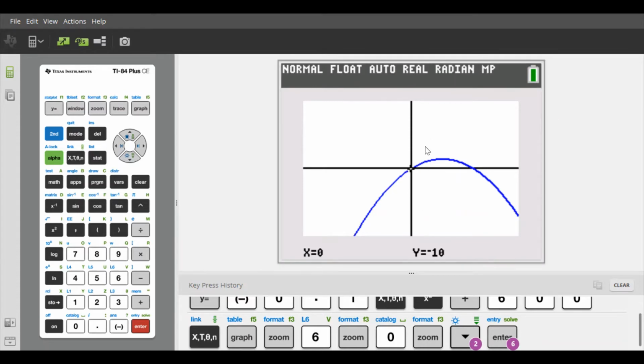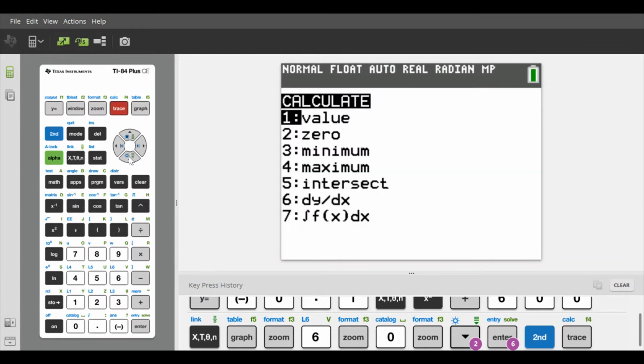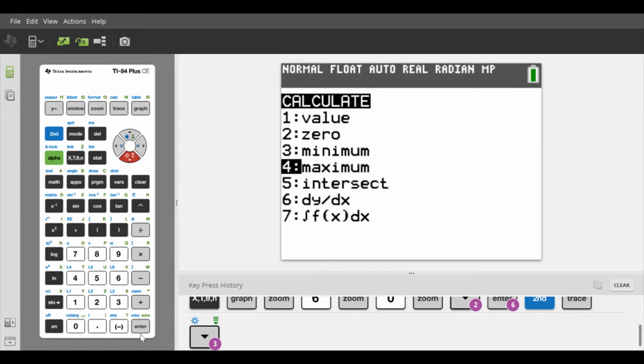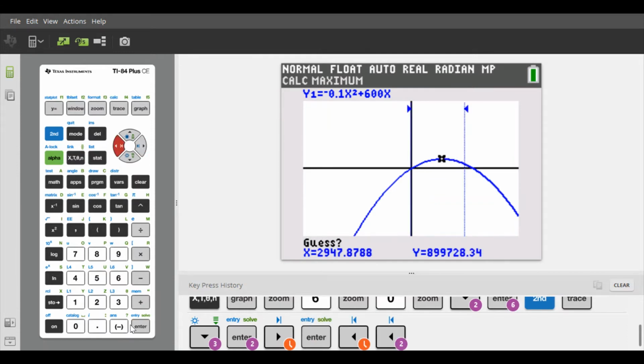The main thing I want to see on the graph is the vertex, and the vertex is your maximum point right here. So now that I can see that, I'm going to go second calc, maximum, and it's going to ask me for a left bound. So that point right there is left bound. I'm going to go past the vertex there. It's going to be right bound. Then it asks me to guess what the max is. I'm going to say it's about right there. Hit enter, and it finds it for me. The maximum is at x equals 3,000 and y equals 900,000. So that is our vertex.